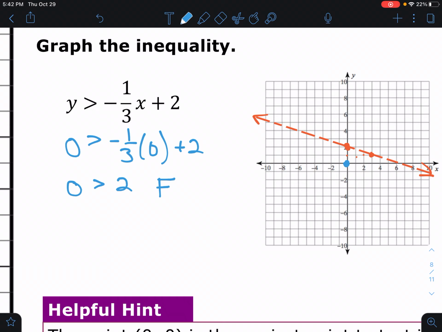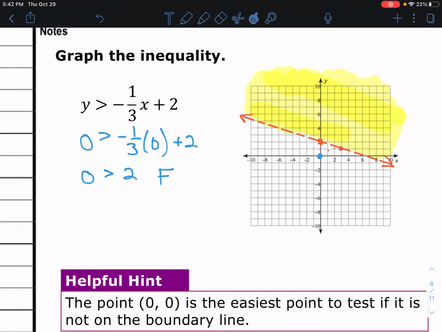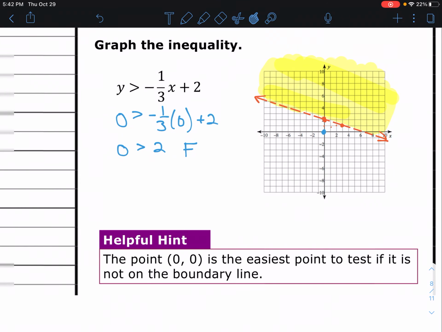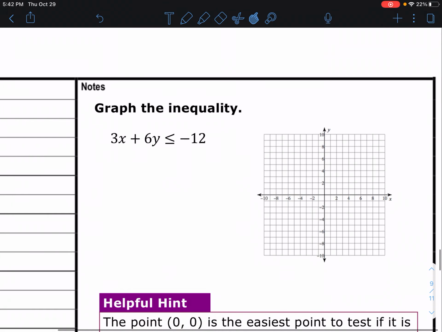That means I need to shade this side. If it were true, we'd want 0, 0 to be in the solution region, so we'd shade the other side. So really my solution region is anything that's in the yellow area here, okay? All right, so that's graphing an inequality. Okay, so now let's try another one.